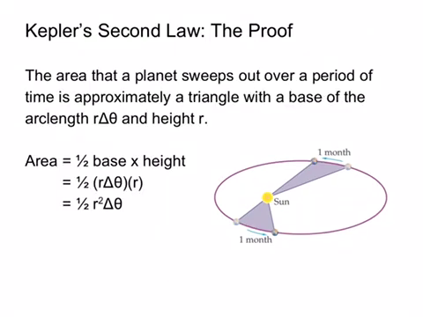So here's the proof. Consider the fact that the planet-to-sun line will sweep out approximately a triangle for any period of time. The longer the time, the wider the triangle. Now, this triangle will have a height of r, and the base is that arc length s, which we say is r times the angle theta. When we combine our r's, we have an expression for the area of these triangles. It's 1/2 r squared delta theta.